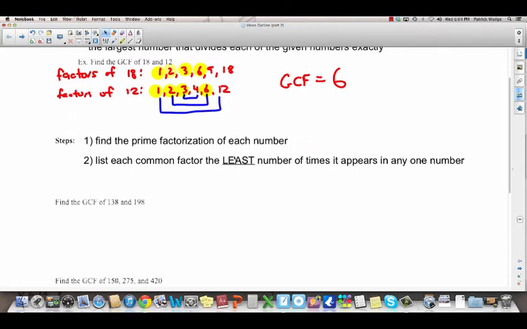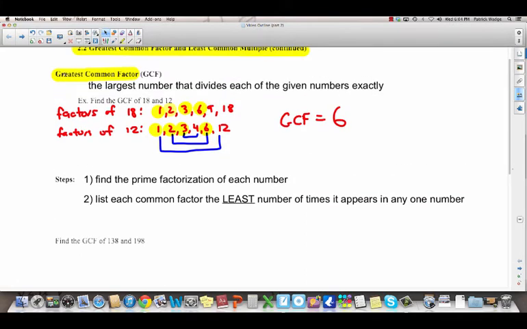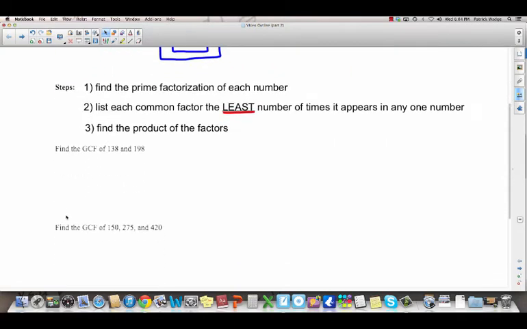People hate this. Why do they hate this? Because this is the greatest common factor, and yet you take the least number of times it appears. I know it's weird, but that's the way it goes. I'll explain that in a second here, and the last thing you're going to do is find the product of the factors. Okay, so let's work through one.